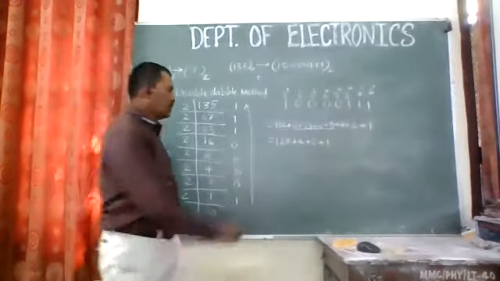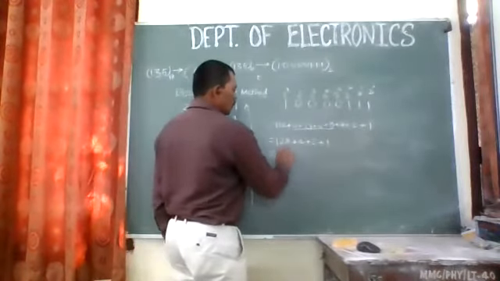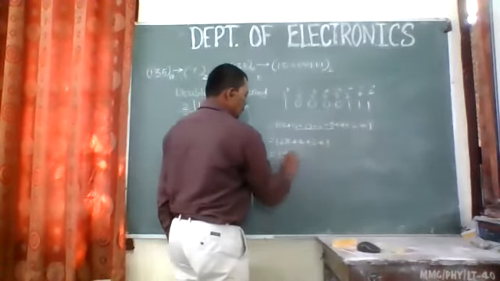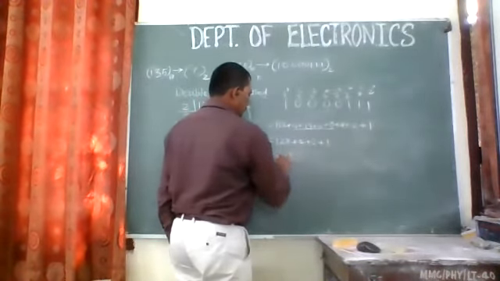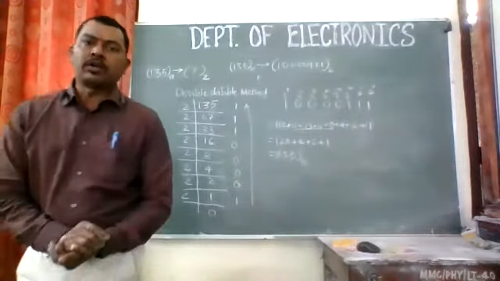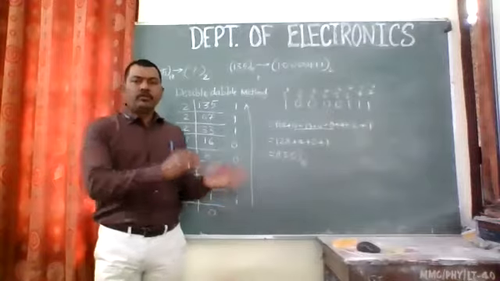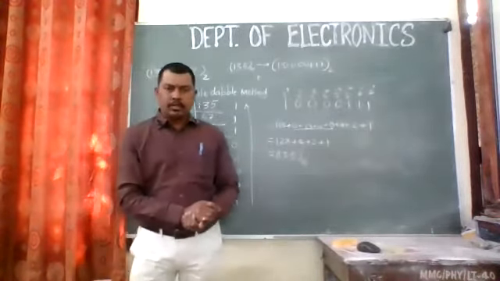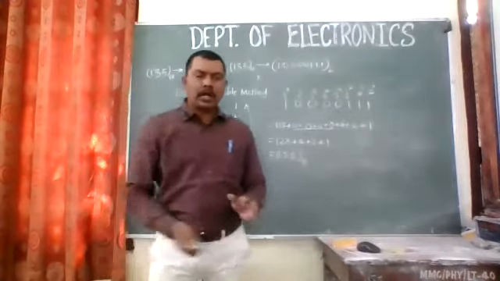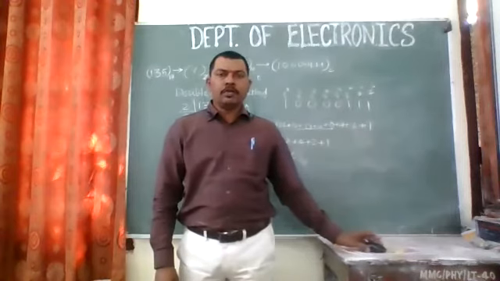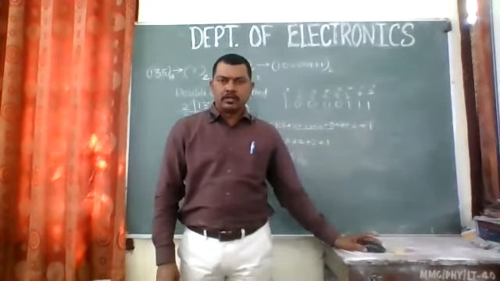Now add these numbers. 128 plus 2 is 130, 134, 135. So it is equal to 135, and this is a decimal number. I guess you have understood how we have converted the number 135 to binary, and from binary again to a decimal number. If you have any questions, you can put them on the chat box or ask me directly.